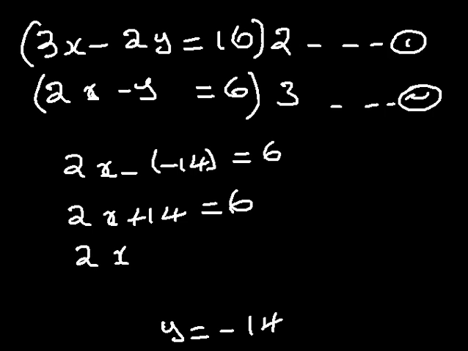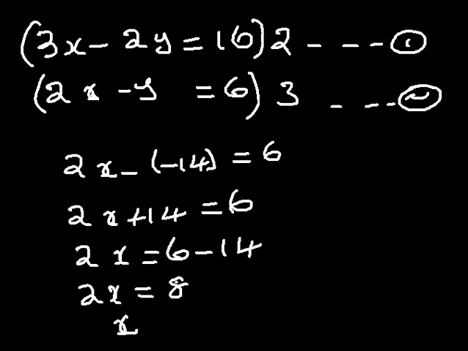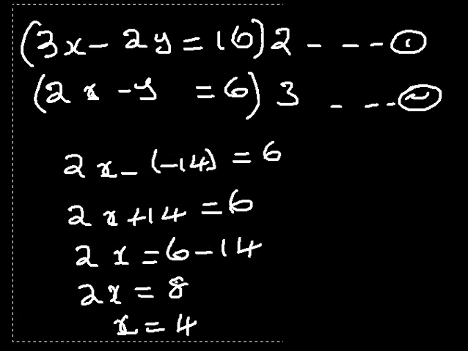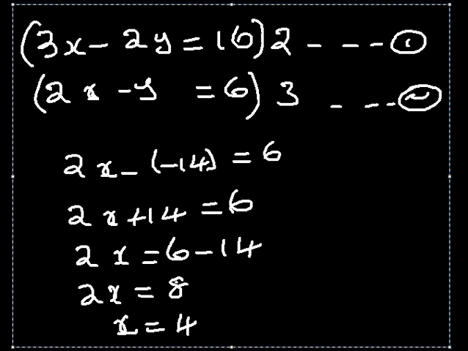Then you have 2x is equal to 6 minus 14. And I have 2x, which is equal to 8. Now for this case, we'll have x as being given as, we'll have it as x is equal to 4. So now we have the two values of the unknown variables, that is x as well as y. So that's how we solve using the elimination method.